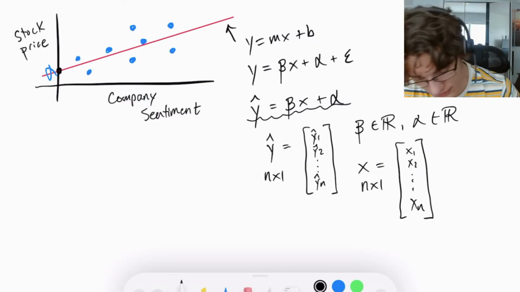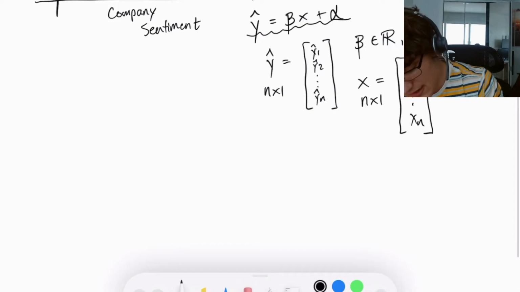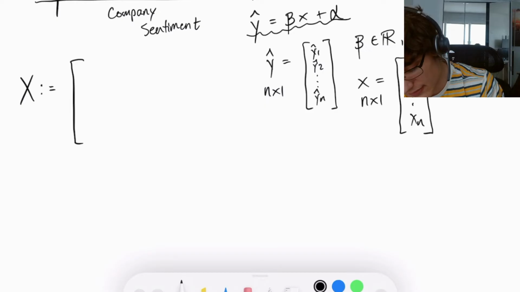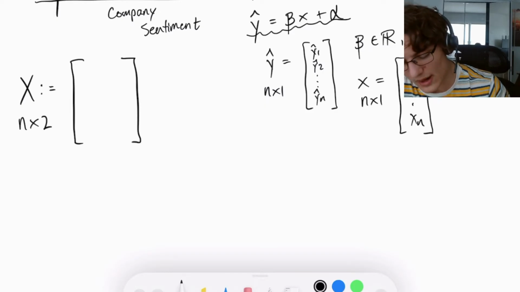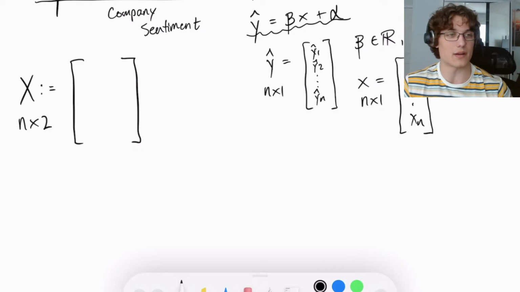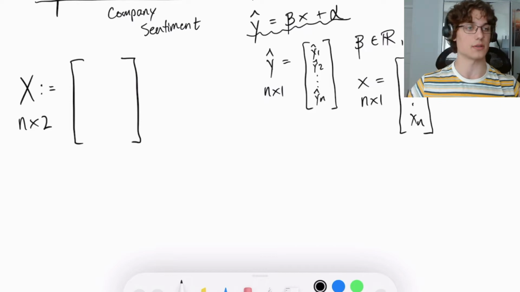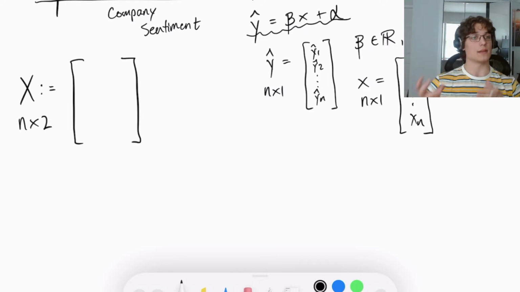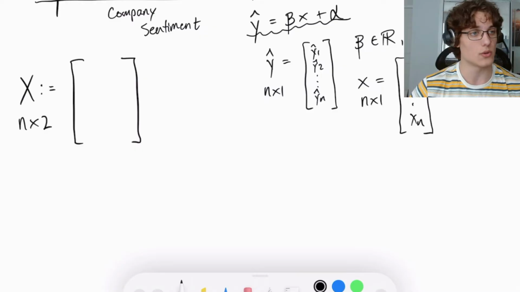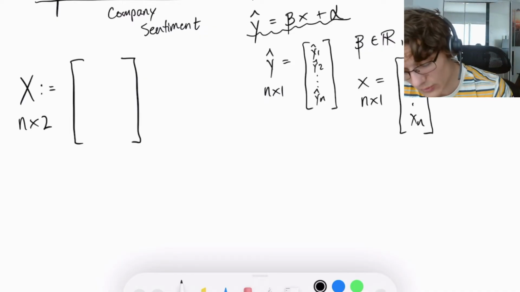So let's go ahead and actually do this in matrix form. I'm going to define a matrix X as this right here, an n by 2. Now, why am I saying n by 2? We have a collection of company sentiments that's n by 1. The feature space is simply just the company sentiment. Well, the reason I'm doing this is because we can actually include the constant, the alpha, in this matrix as well. It's also going to help us clean up the equation for y hat. So bear with me for a moment.